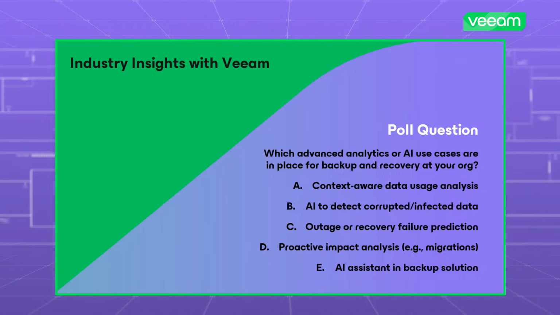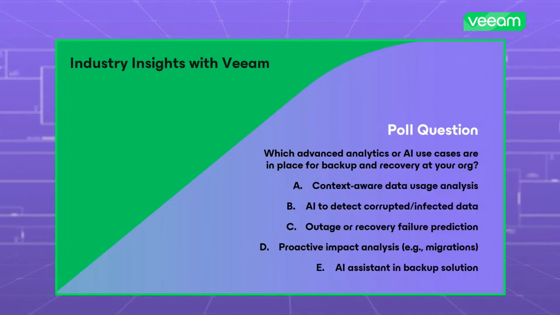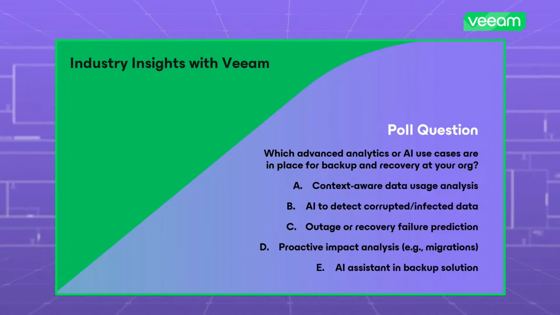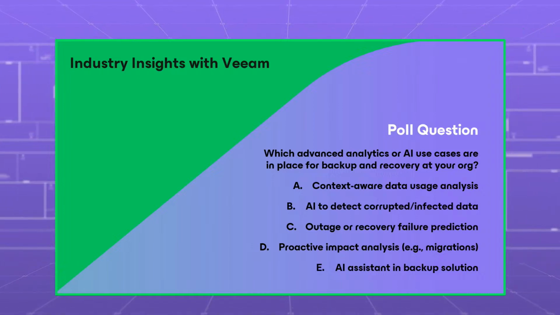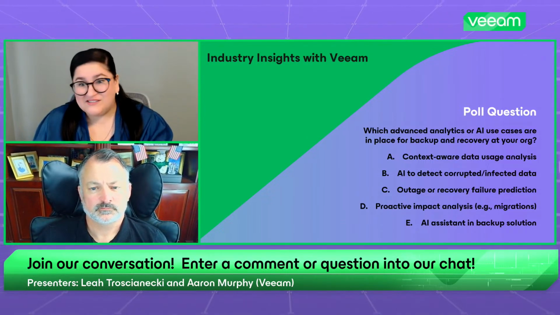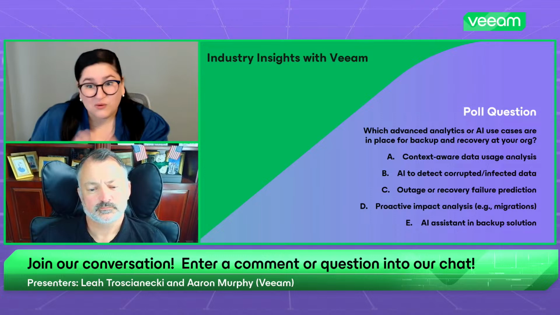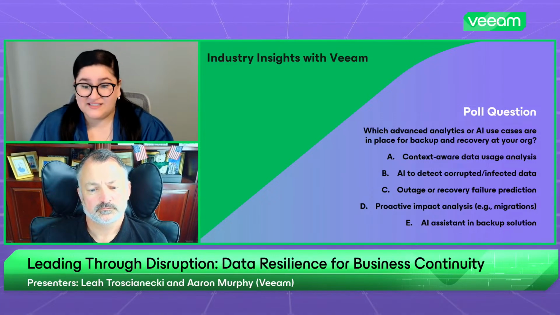So in the chat, from whatever platform you're tuning in from, let us know which advanced analytics or AI use cases are in place for backup and recovery at your organization. You can go ahead and drop in a letter, or type an answer out, whatever makes sense for you. But we would really love to hear from you all how any of these best practices may be in play. It's funny to say best practices about something that is quite cutting edge, but I think that really speaks to the speed of resilience and the speed of a lot of the threats that we're facing today.